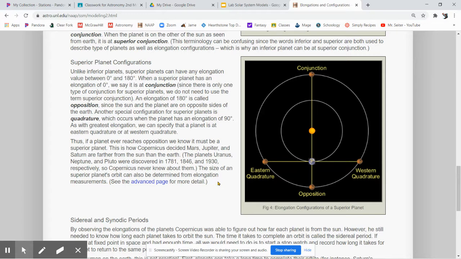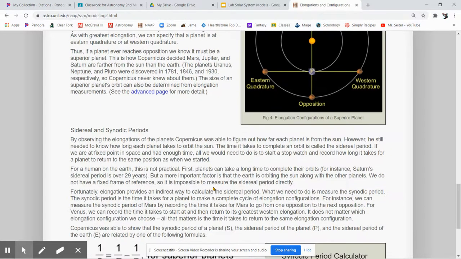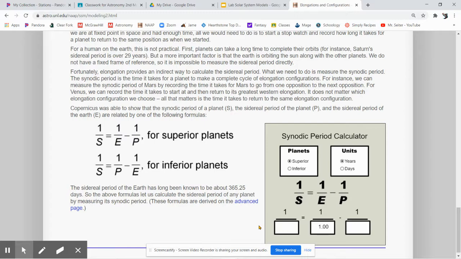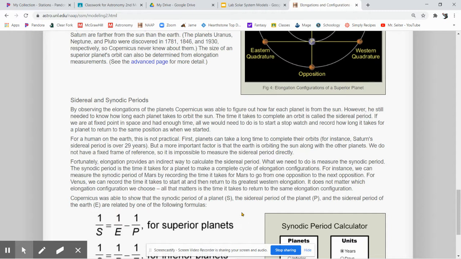The size of a superior planet's orbit can be determined from elongation measurements, and we're not going to the advanced page right now. All right, sidereal and synodic periods. I'm not sure if this calculator right here works, you guys. I can't remember if it does or not. We'll check it out, but by observing the elongation of planets, Copernicus was able to figure out how far each planet is from the sun.